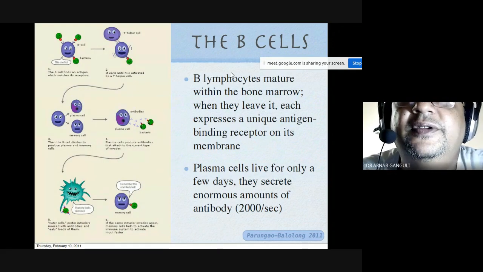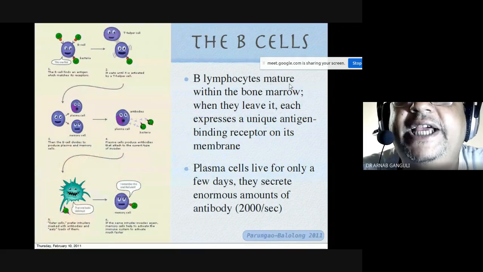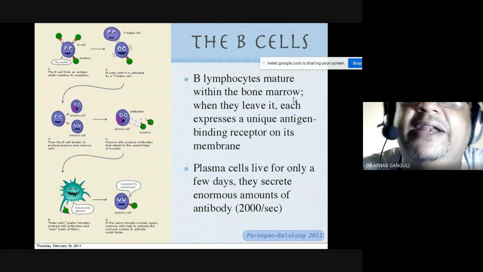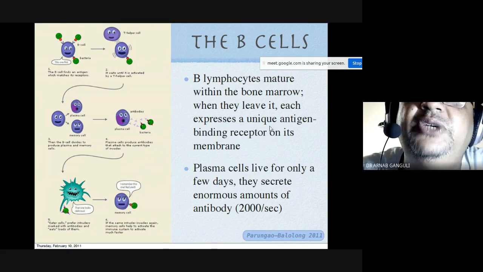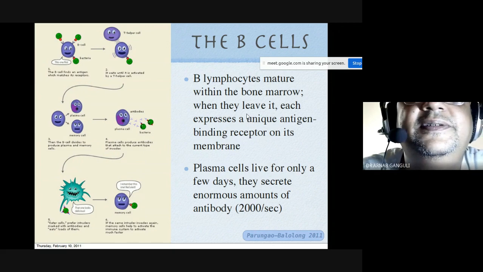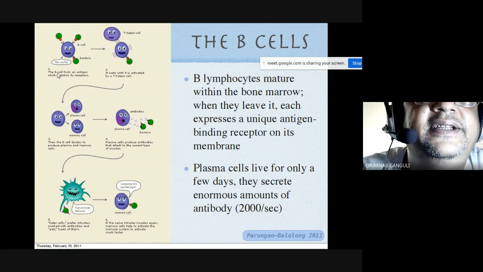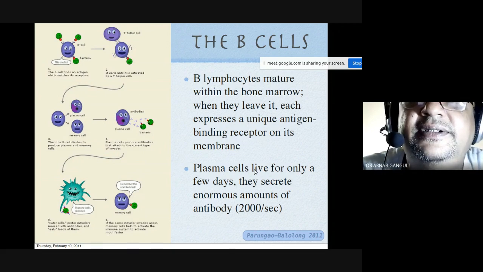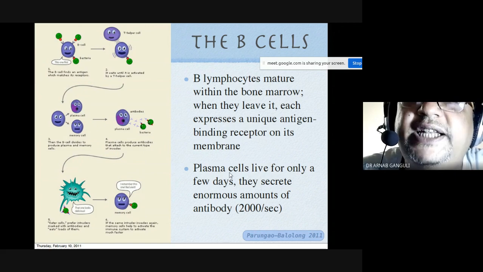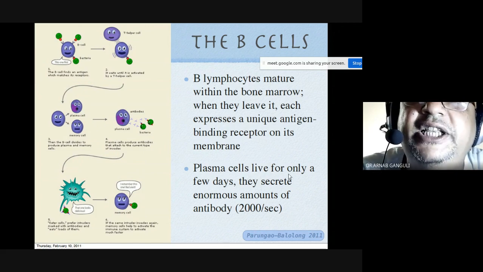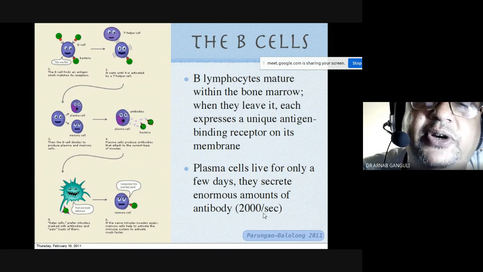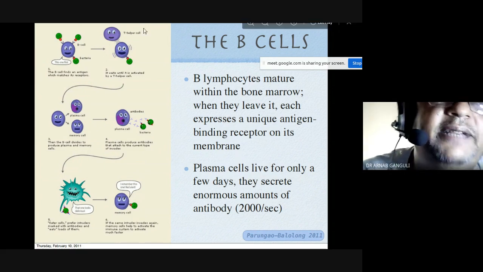So the B lymphocytes mature within the bone marrow. When they leave it, each expresses a unique antigen binding receptor on its membrane. Right? And you have also seen that there are plasma cells which live only for a few days. They secrete enormous amounts of antibody, 2000 antibodies per second.